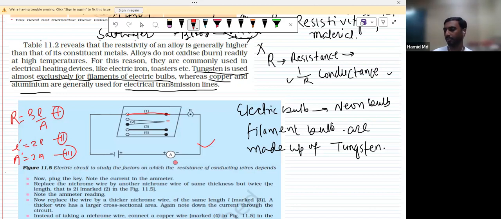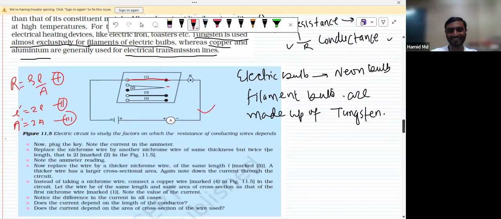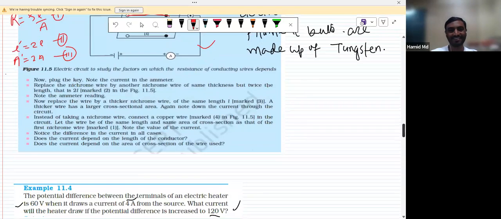Do you perform lab over there? No, sir. No lab? No lab. Oh my gosh. They say practicals are there, but no lab experiments. Oh my gosh, it's the same in India.